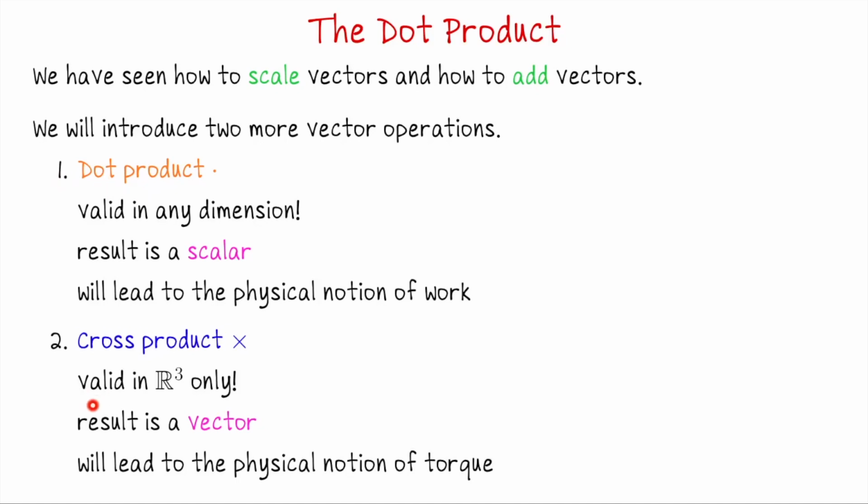So we have these two vector operations that go hand in hand, dot product and cross product. We're only going to talk about the dot product in this lecture. Before I tell you how to compute the dot product of two vectors, let me just run through a few facts that are useful to keep in mind. The dot product is valid in any dimension.